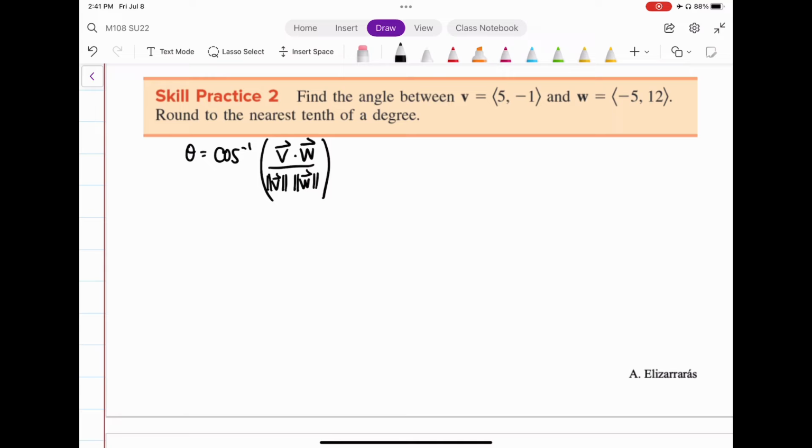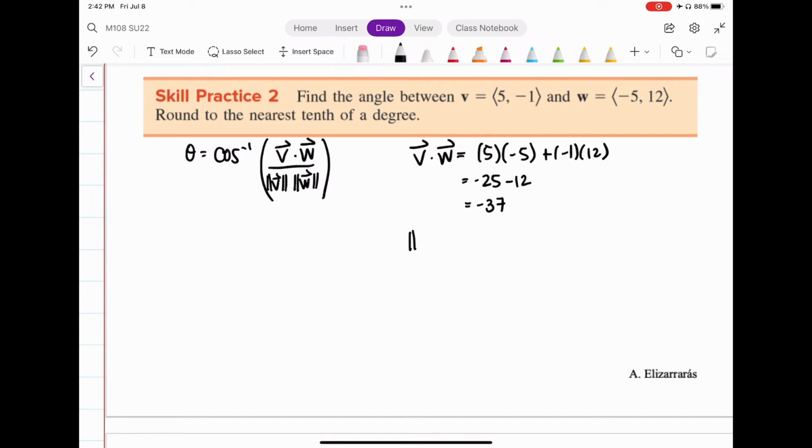Let's compute the dot product first of vector v times vector w. Remember, we take the a components times each other plus the b components times each other. We then have that the dot product of vector v times vector w is equal to 5 times -5 plus -1 times 12. That's equal to -25 minus 12, or -37.